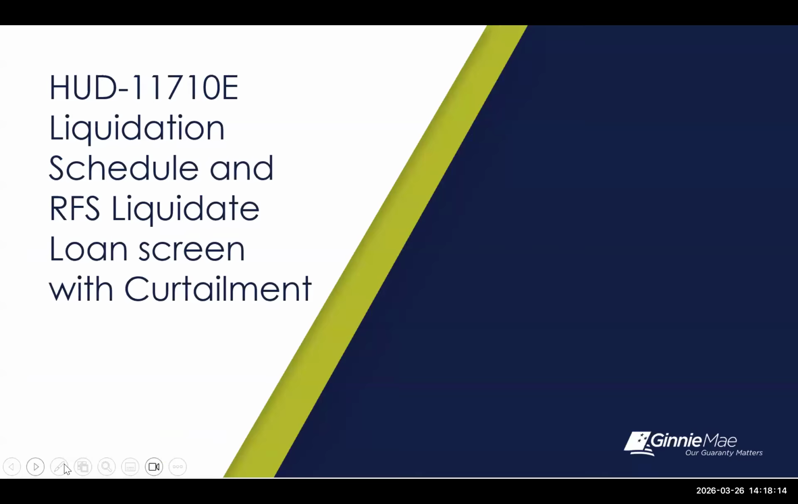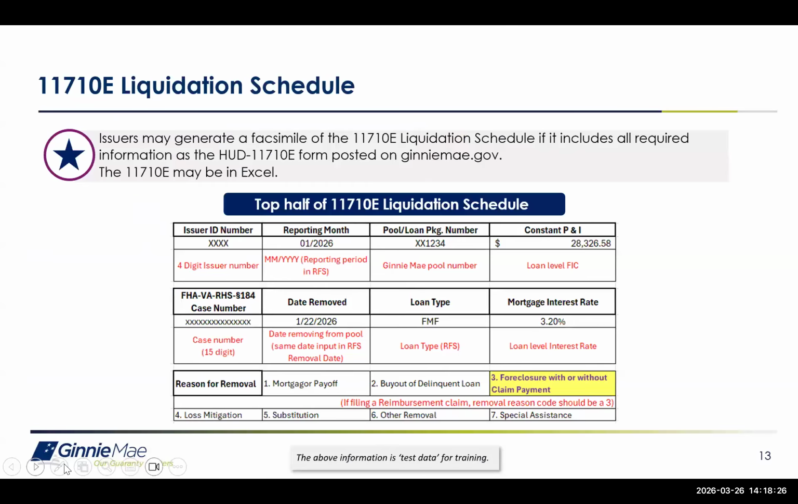On to the liquidation schedule 11710E and liquidating a loan in RFS with a curtailment. For the 11710E liquidation schedule, issuers may generate a copy as long as it includes all of the required information as the HUD 11710E form posted on the Ginnie Mae website. Excel is a great option for an internal 11710E.